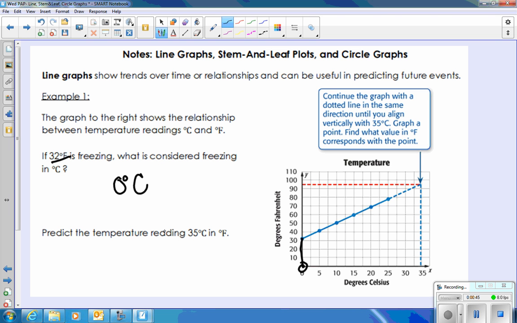Now we're going to predict the temperature reading for 35 degrees Celsius in Fahrenheit. So this line, if you used a straight edge to continue it all the way to the edge of the graph, then 35 is right here, and if you trace that line up, it would hit the graph right here, which means the x value at this point is 35. We would be looking for what that y value is, which happens to be about 95 degrees, and that's Fahrenheit.